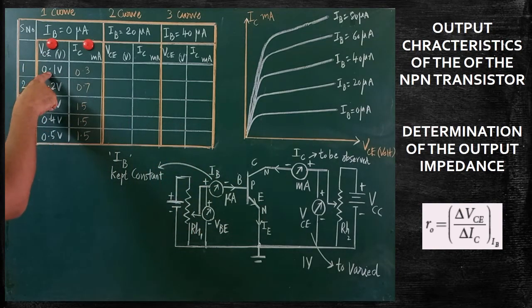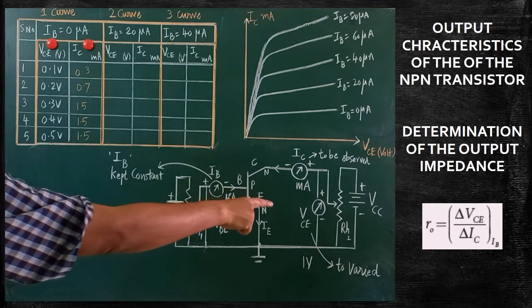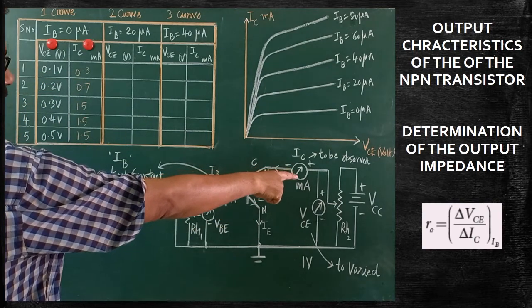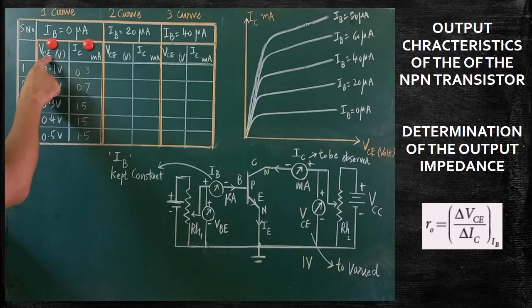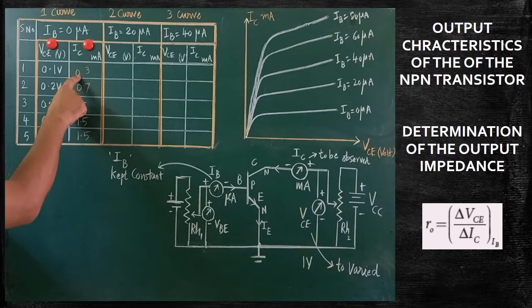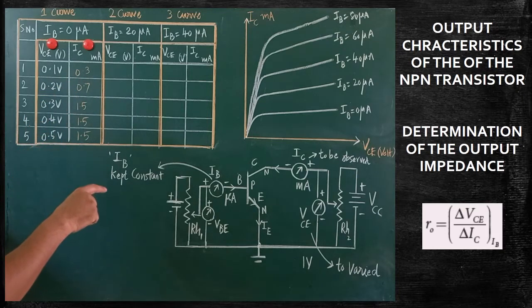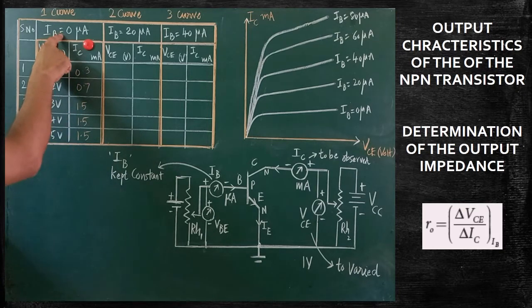First you have to keep 0.1 volt. The corresponding variation in the collector current in the milliammeter must be noted. Let us imagine for 0.1 volt VCE, the corresponding collector current is 0.3. Are you clear? So by the time, which one should be kept constant? IB must be kept constant.